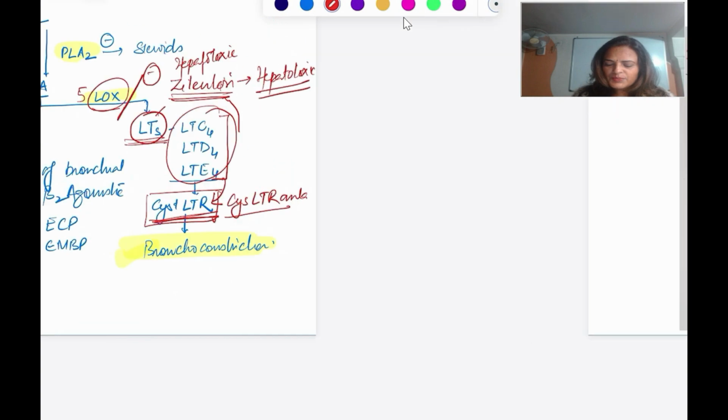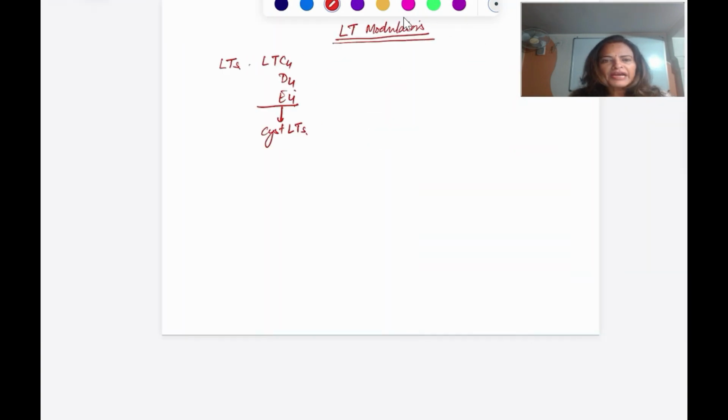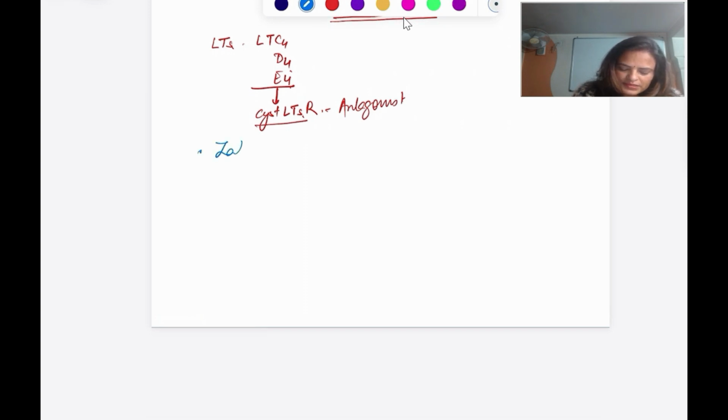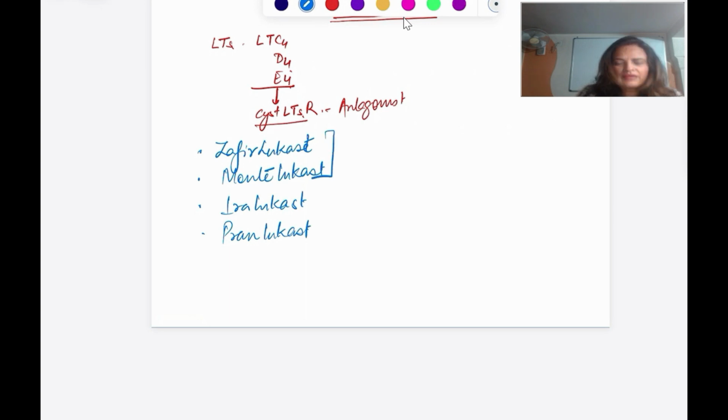The cysteinyl receptor antagonists inhibit the binding of the leukotrienes to the cysteinyl receptor. So what drugs do we have? The important drugs we have are zafirlukast, then montelukast, then iralukast and pranlukast. Out of these, the well established ones are zafirlukast and montelukast.